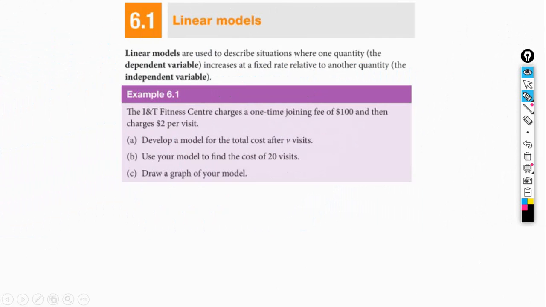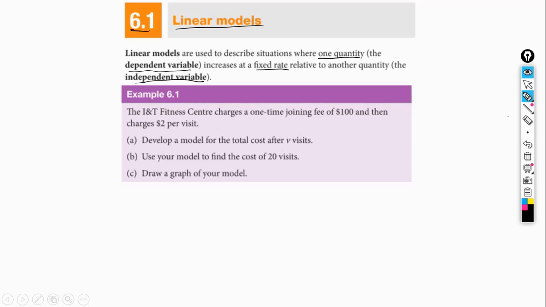So we begin with section 6.1, linear models. So linear models are used to describe situations where one quantity, the dependent variable, increases at a fixed rate relative to another quantity, the independent variable. So obviously we use linear functions to model these situations. So let's take a look at example 6.1.